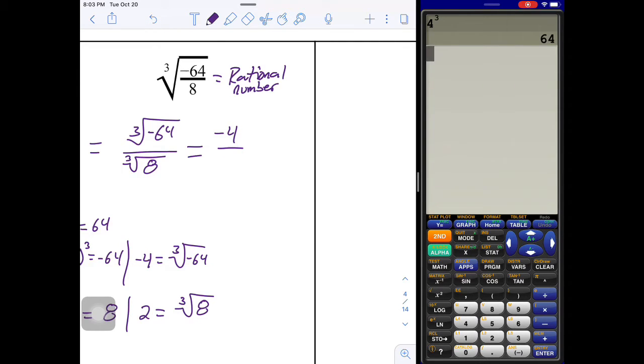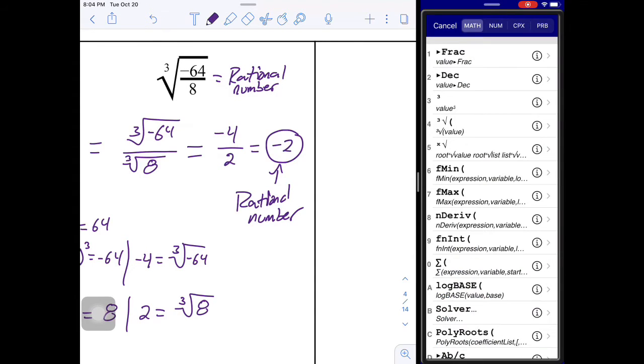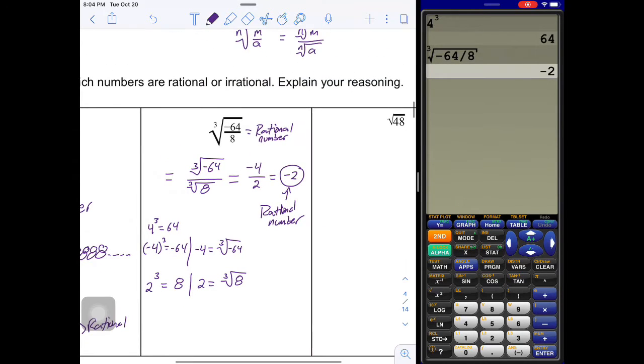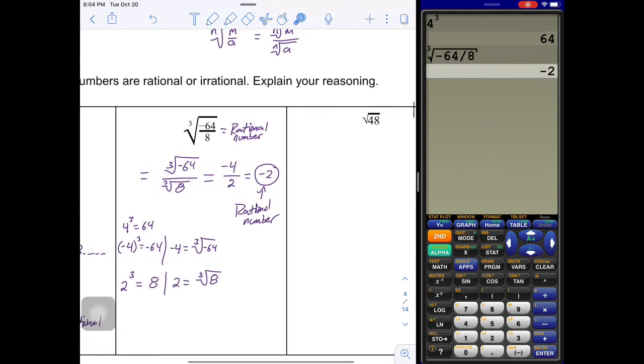Okay, and for some reason that deleted, so we're going to do that. And you could even further simplify this. -4 divided by 2 we know is -2, which of course is a rational number. You could have also plugged this in your calculator, going math, cube root, and we could have plugged in -64 dividing 8. And that's going to give us -2. So you can see that there. So it's a rational number because we can actually break these down. Both these things are perfect cubes.